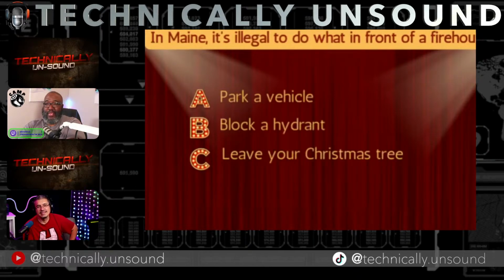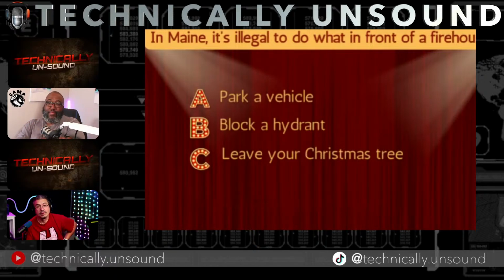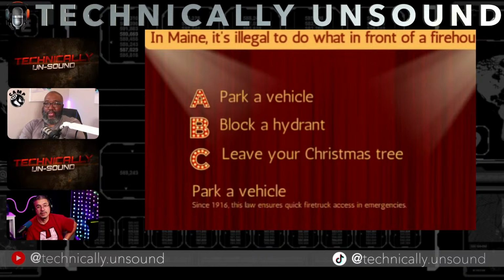In Maine, it's illegal to do what in front of a firehouse? I mean, there's a lot of things that's illegal to do. I mean, I would guess park a vehicle, I guess. In front of a firehouse? Leave your Christmas tree. I mean, park a vehicle is everywhere, though. Right. You can't park your vehicle in front of anything. Oh, I went the wrong way.